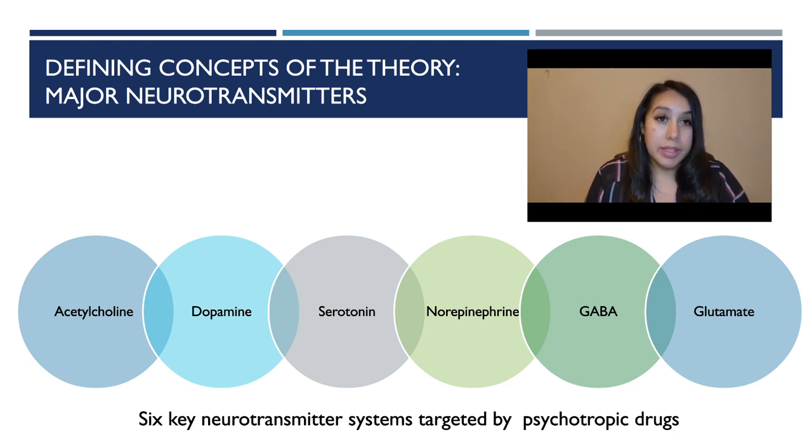GABA, this is a major inhibitory neurotransmitter. Undersupply is linked to seizures, tremors, and insomnia. Glutamate, this is a major excitatory neurotransmitter involved in memory. Oversupply can overstimulate the brain, producing migraines or seizures, which is why some people avoid MSG in food.